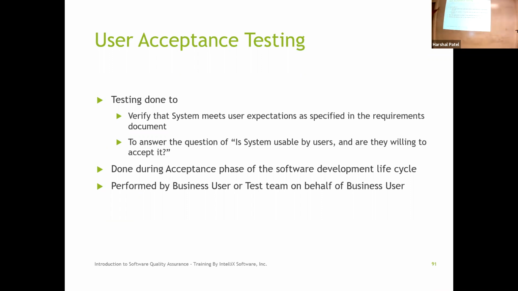The whole purpose of this is to answer: is the system usable by the user? Is it working sufficiently, to a point where I will write you a check and say you did your work? Okay, so that's the UAT. And this one is all manual and all black box.